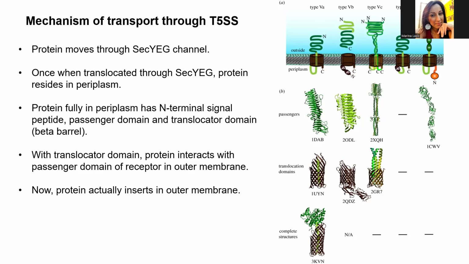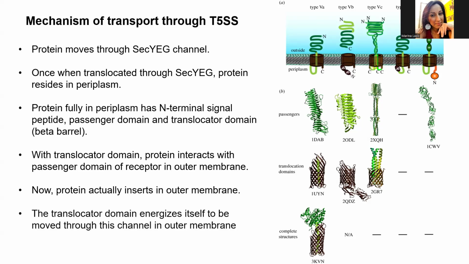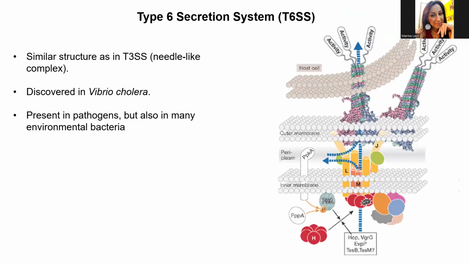And what is interesting about this is once it interacts with this passenger domain, the protein for export is actually inserting itself into the outer membrane. That's why we call them autotransporters, because they energize themselves and put themselves into the outer membrane. So this is very unique in secretion systems. The translocator domain is actually energizing itself to be moved through the channel. So that's why we call them autotransporters. So this is all for type 5. Again, for structure, unique structure is what I would like you to know.